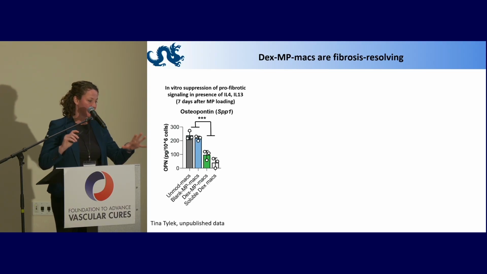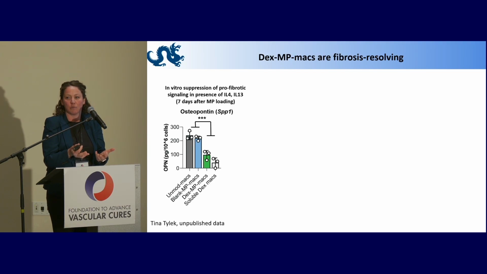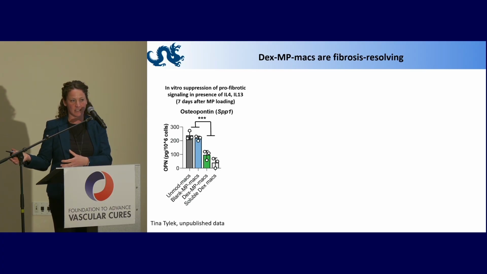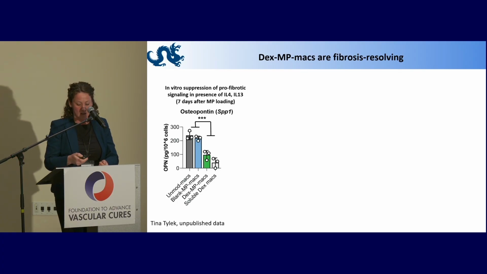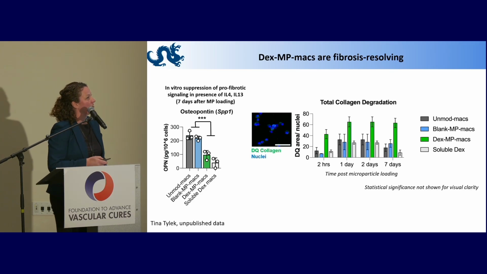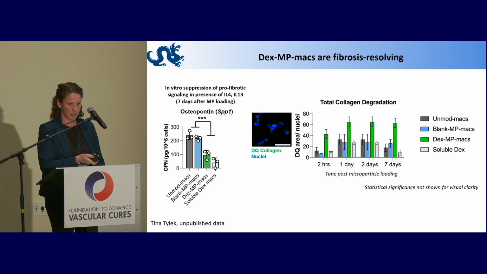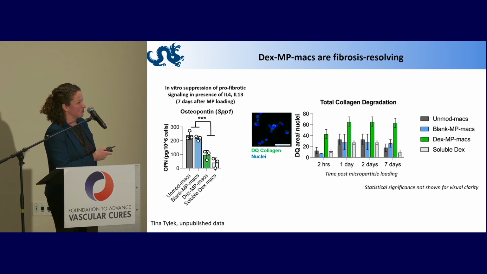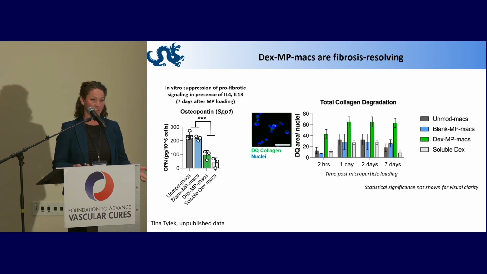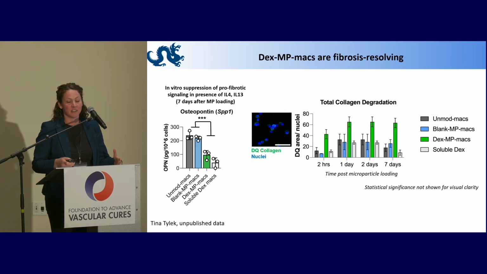But the macrophages are loaded with polymers. So I thought, well, maybe they'll be defective in phagocytosis or collagen degradation because they're loaded up with polymers. That would be a problem if I wanted them to do their job in vivo, right? So we did a collagen degradation assay and found unexpectedly enhanced ability to degrade collagen in vitro. This was weird because soluble dex-treated macrophages do not increase their ability to degrade collagen. And macrophages loaded with blank microparticles do not increase their ability to degrade collagen. But when you put them together, they do.